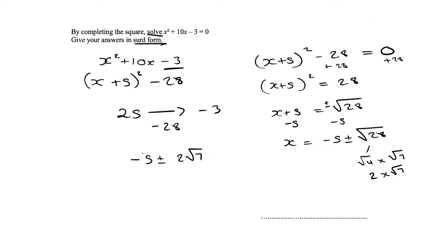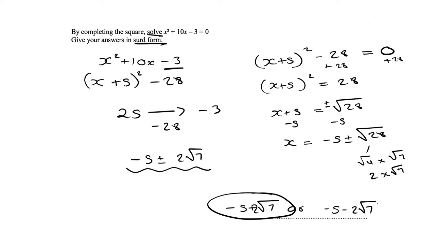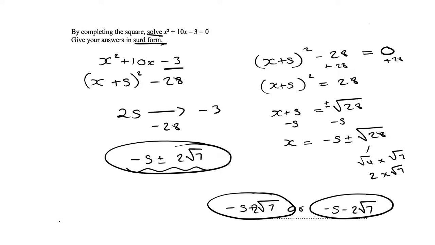Now the two answers you can have: you can leave it like this, or you can do minus 5 plus 2 root 7, or minus 5 minus 2 root 7. Now you will need both of these answers to get the mark, or you can just leave your answer like this. Okay, and that would be worth 5 marks.